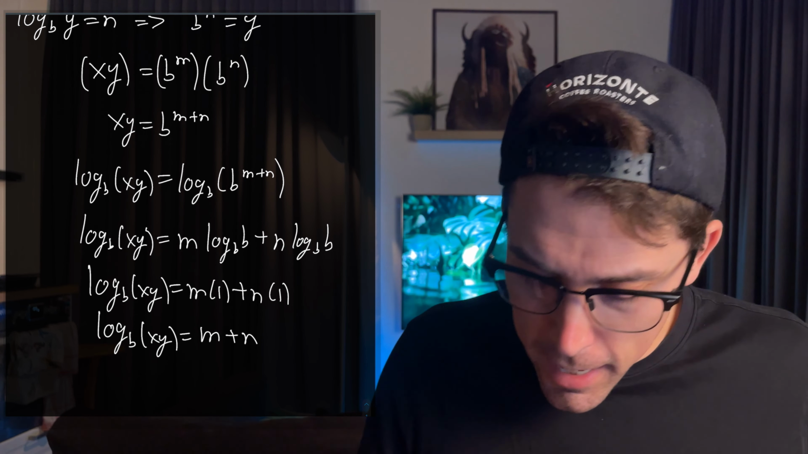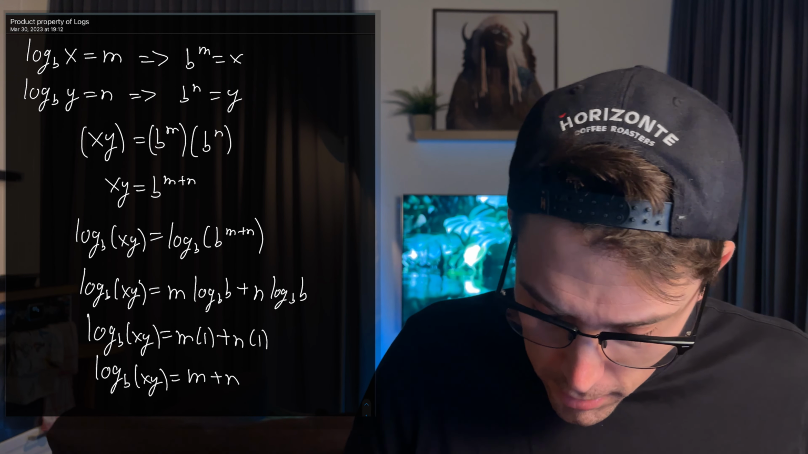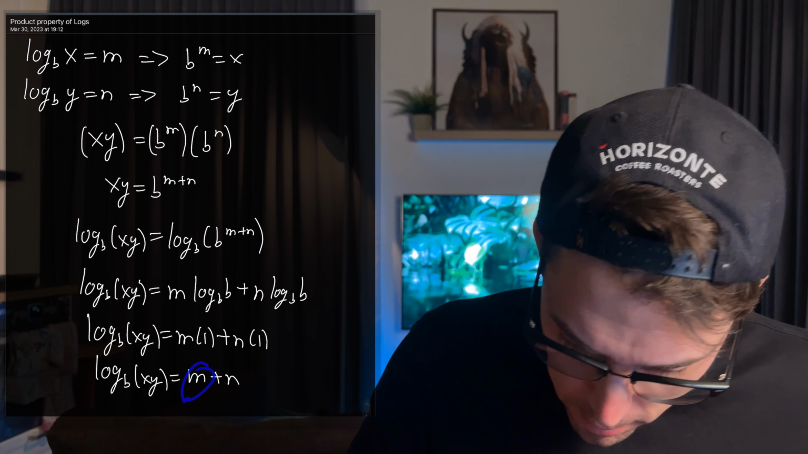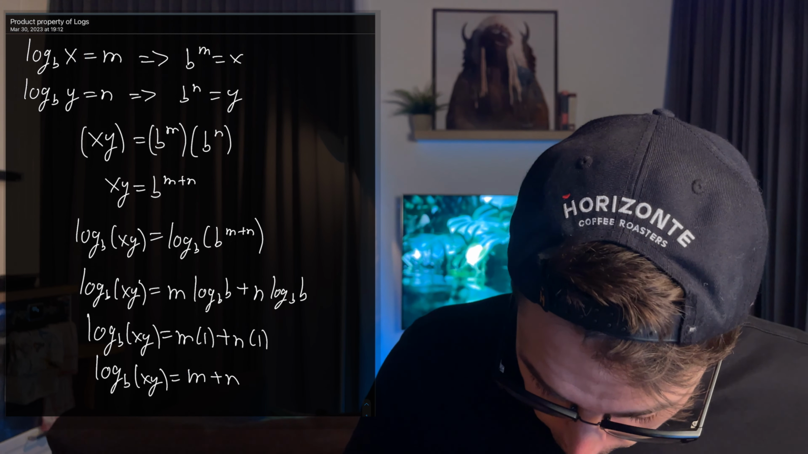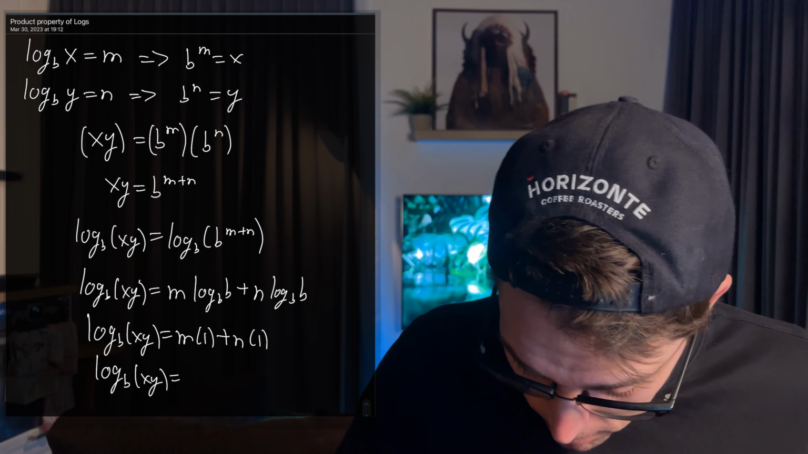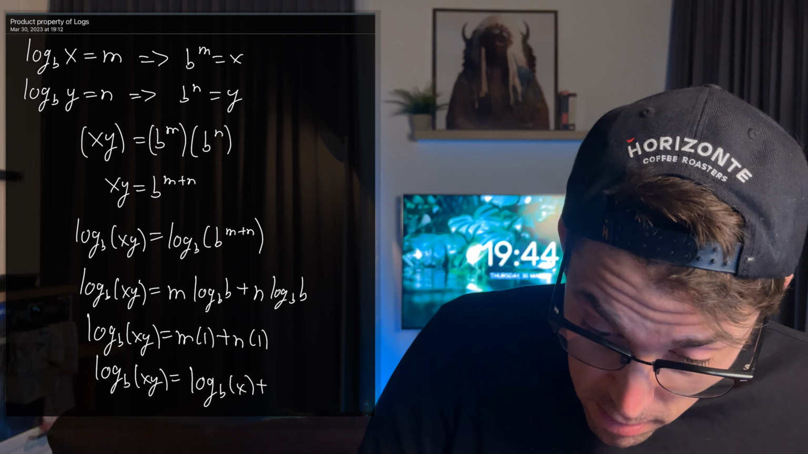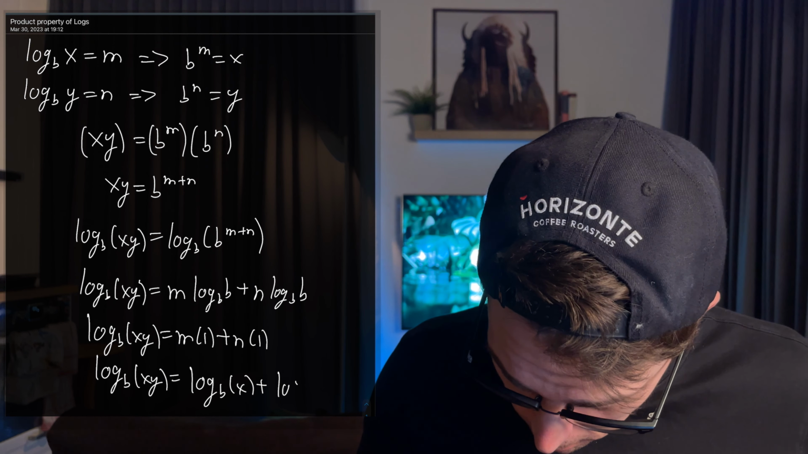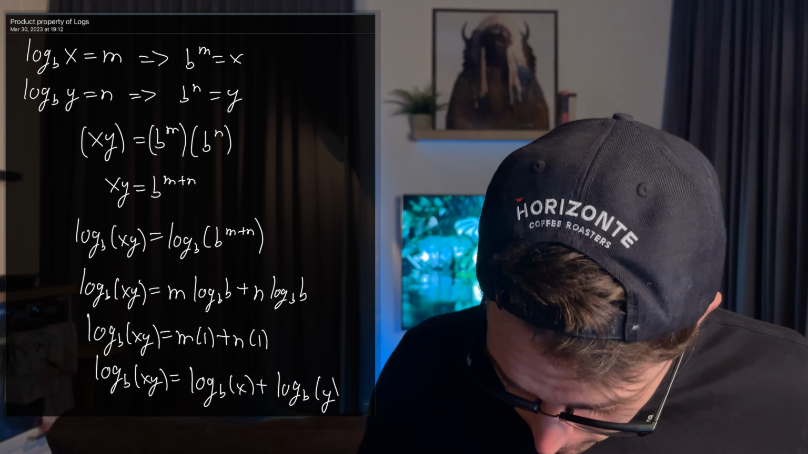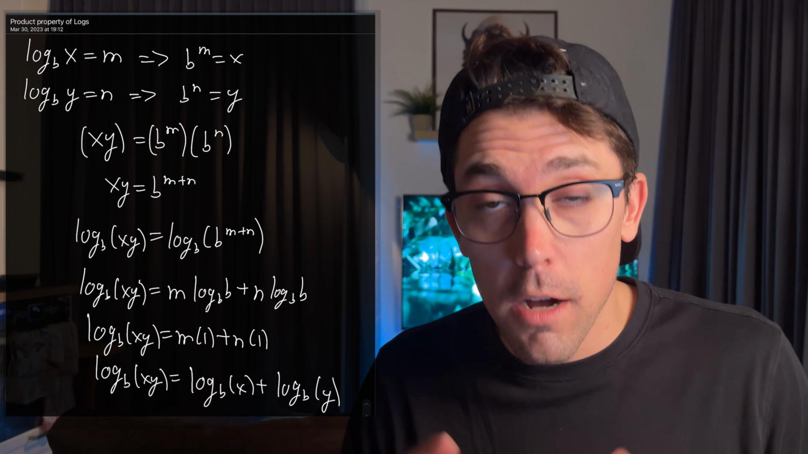But now that I have this written down like this, let's go back up here and think about what m and n are. M is just log base b of x. Let's write that one out. Log base b of x. And then what was n? Well, n was just log base b of y. Log base b of y. And lo and behold, we now have the product property of logarithms.